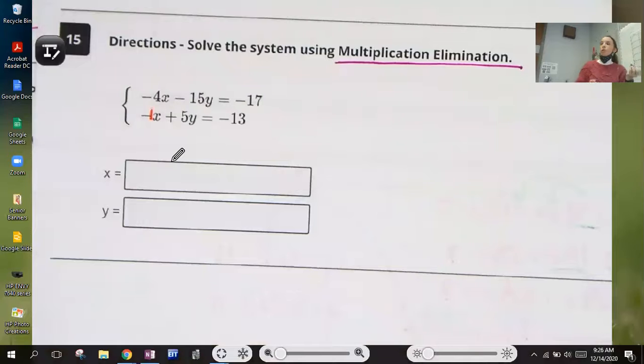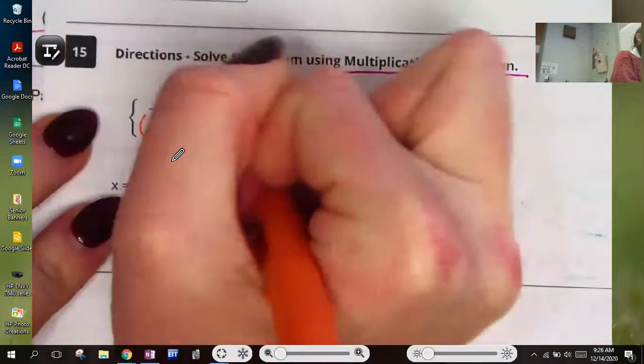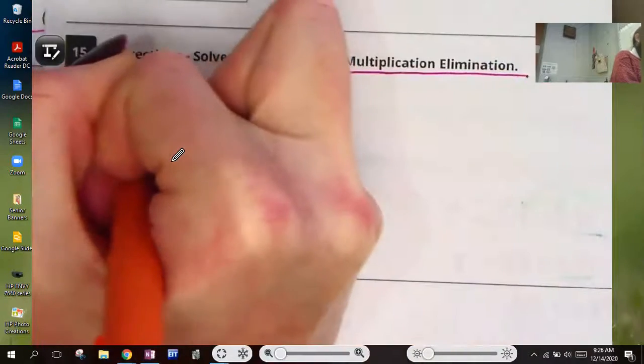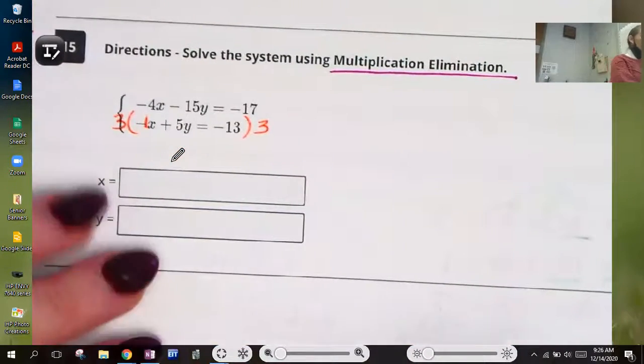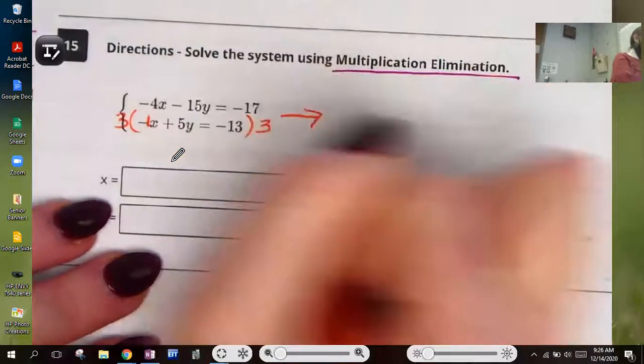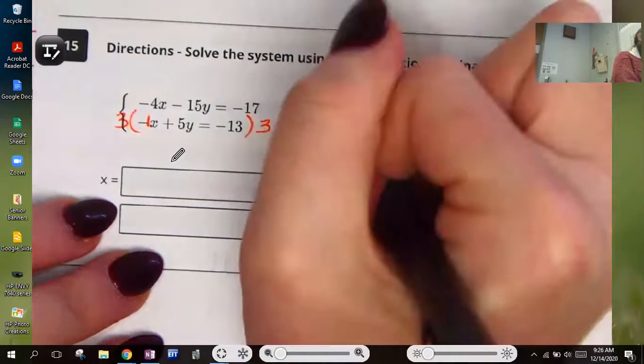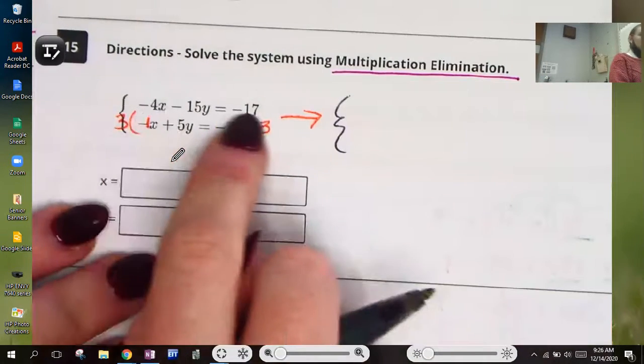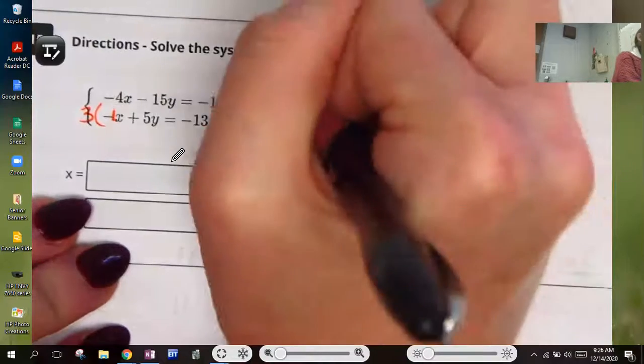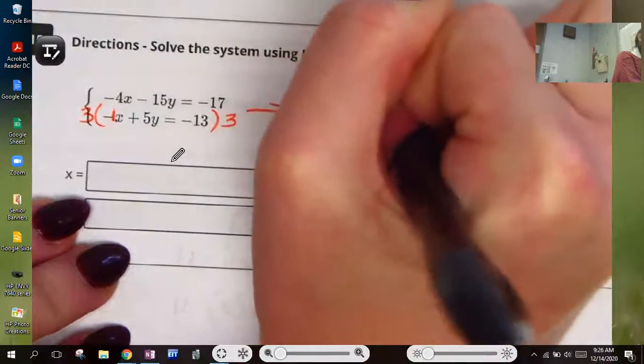It doesn't matter which one you choose to do. Really, it's just whichever one you probably notice first. Okay, so I'm going to multiply both of them by 3. So that's going to create a new system of equations. Did anything change with this top one? No, so I'm just going to rewrite that one.